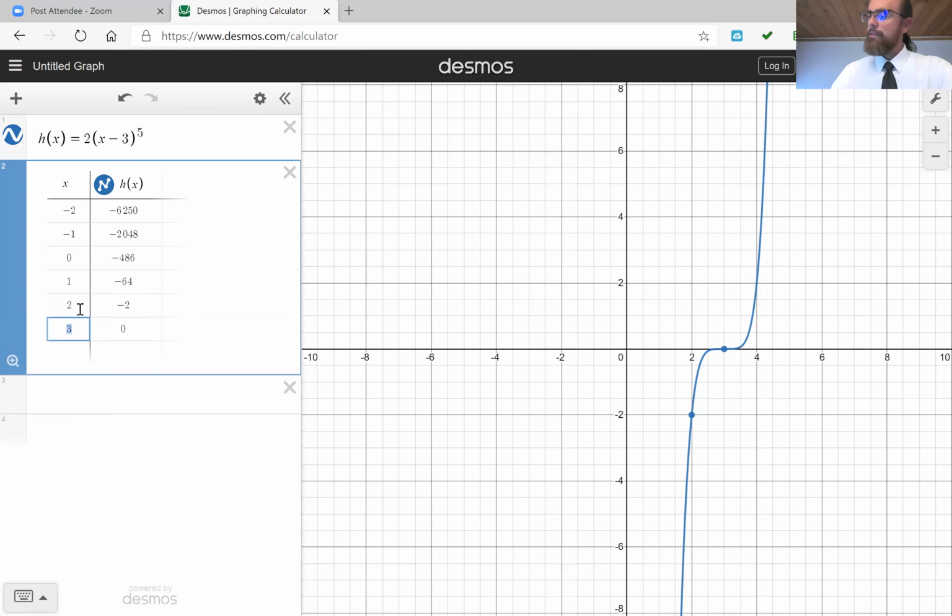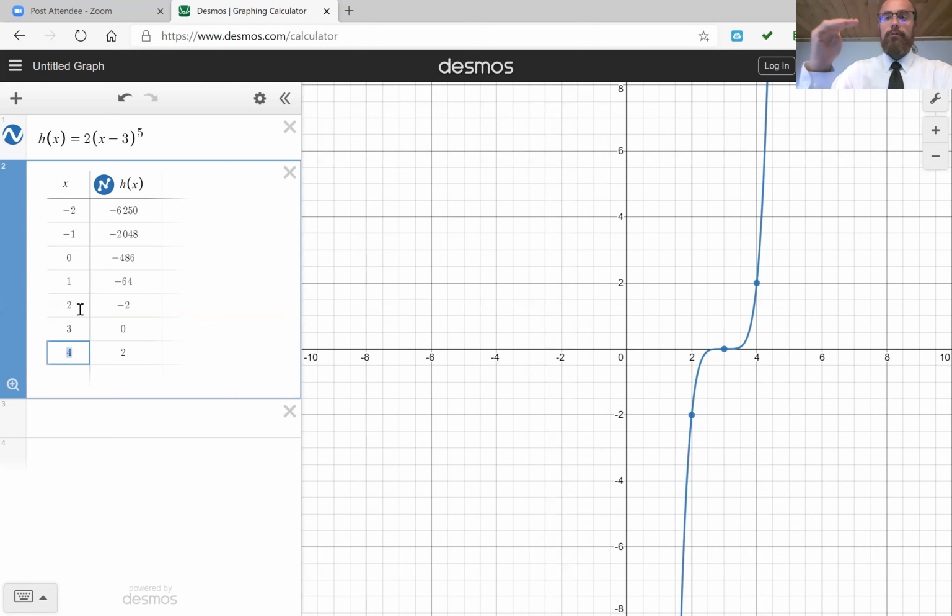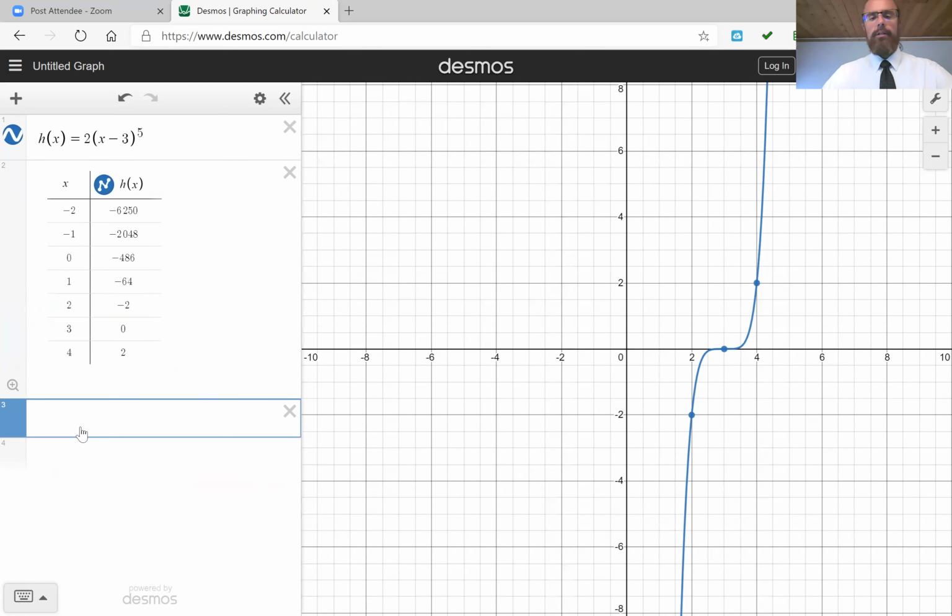So then I see I've got 3, 0. I'll keep going, 4, 2. And that's sufficient for me. So I'm going to record those 6. So note, a lot of times we start with -2 through 2, but you modify that domain if it's not giving you a graphable set of points. Now it's ready for the inverse.